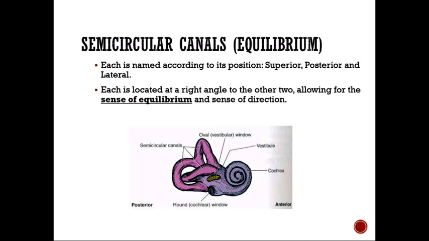The semicircular canals allow for equilibrium, and each of them is named according to its position, being superior, posterior, and lateral. Each is located at a right angle to the other two, allowing for the sense of equilibrium and a sense of direction.